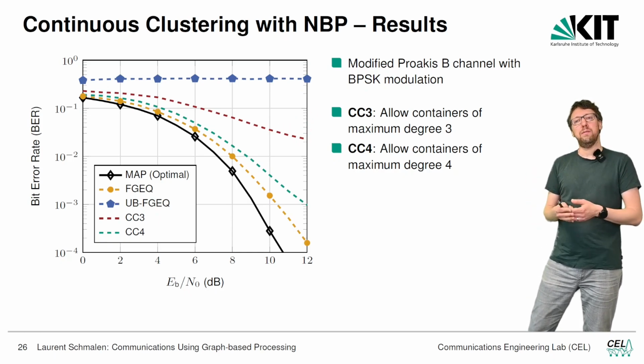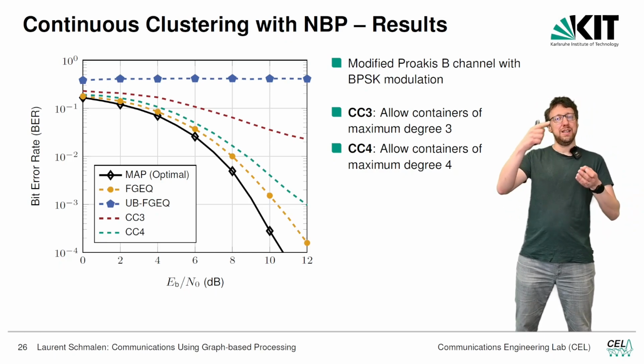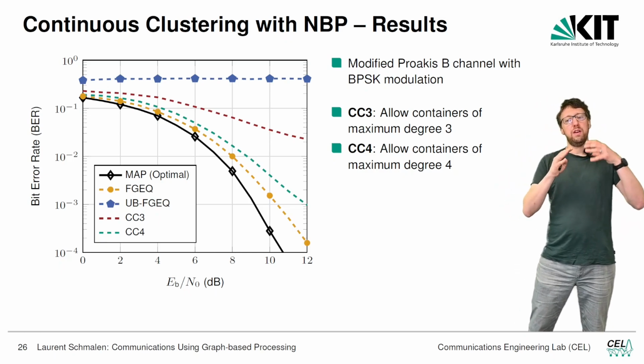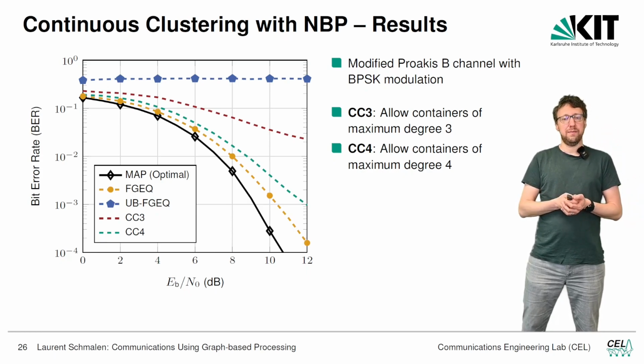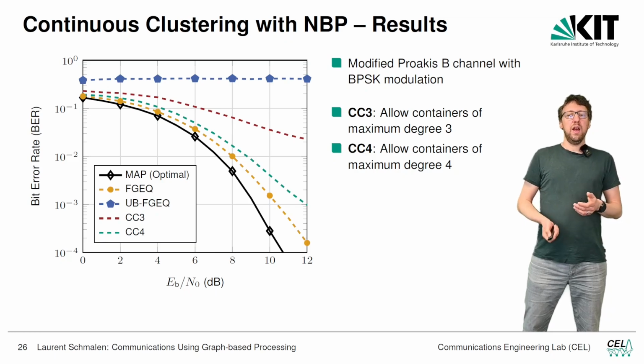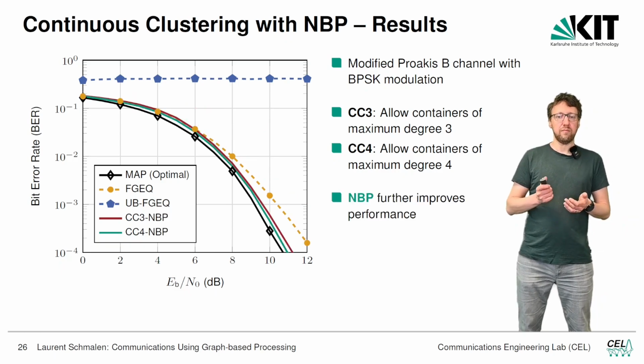Essentially, if you know a little bit more about BP, you know that the performance is restricted by short cycles in this factor graph. By grouping and doing the clustering, we essentially get rid of some small cycles. This is what we do. If we allow clusters of maximum degree 4 here, then we get this green performance curve. So again, we get another performance improvement.